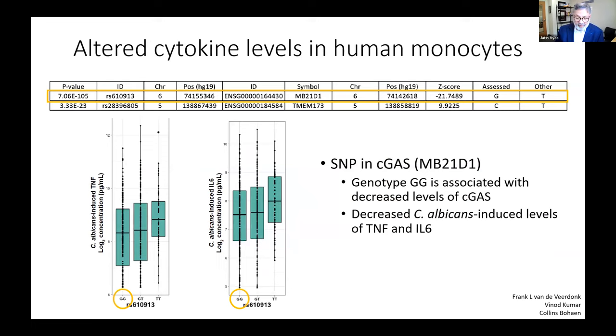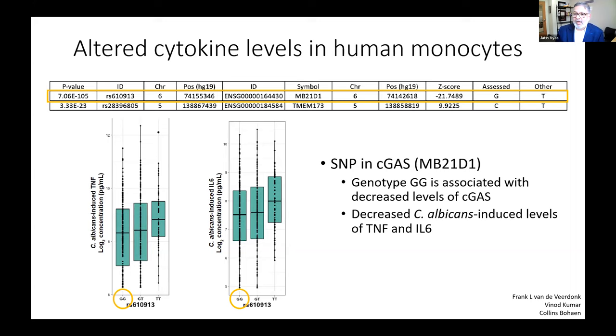So the final piece of data that I wanted to share with you is, we've done this in the mouse, but how does this actually look in humans? For that, we turned to a collaborator and colleague, Frank van de Veerdonk, and Vinod Kumar, along with a talented trainee in their lab, Collins Boahen, who looked in their 500FG cohort to see whether there were altered cytokine levels in human monocytes at these cGAS and STING loci.